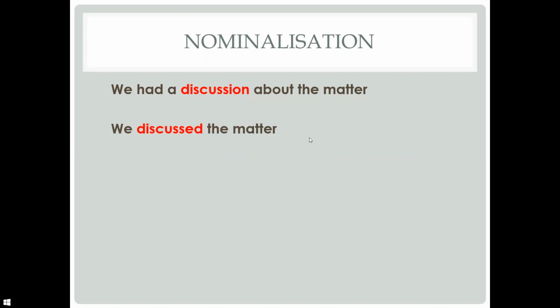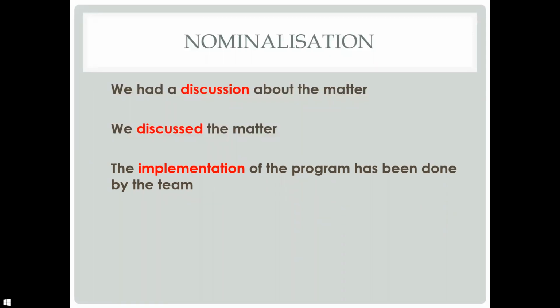Right, this next sentence is in the passive voice and the verb has been nominalized. Let's put it in the active voice and turn the noun back into the verb. The implementation of the program has been done by the team. So who's done it? The team. That's the subject, isn't it? What have the team done? The team has what? Just finish that sentence for me. The team has what? Done.